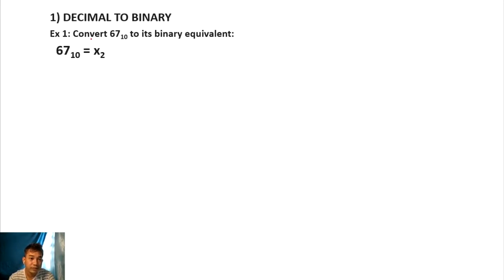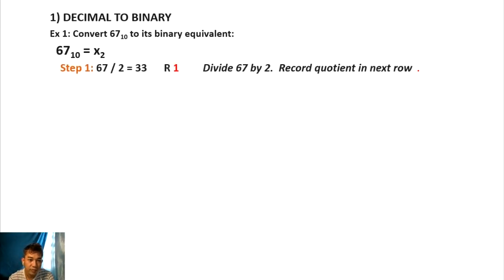So let us convert 67 base 10 to its binary equivalent. Since binary, i-convert natin ang decimal to binary, so we're going to divide the decimal by 2. So step 1, 67 divided by 2, that is 33. Of course, meron siyang remainder na 1. So i-separate mo yung remainder, ilagay mo siya dito sa right side. Then record the quotient in the next row. So ang quotient natin dito is 33.